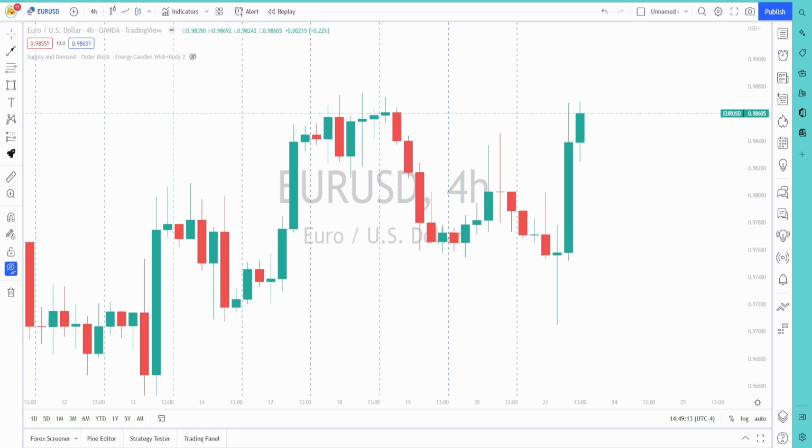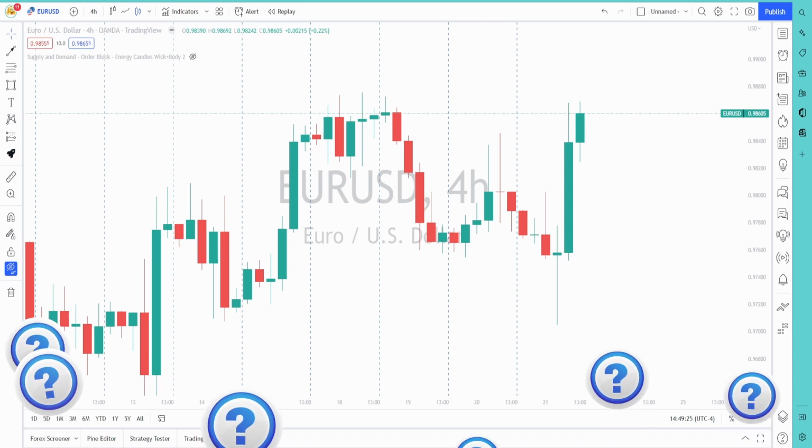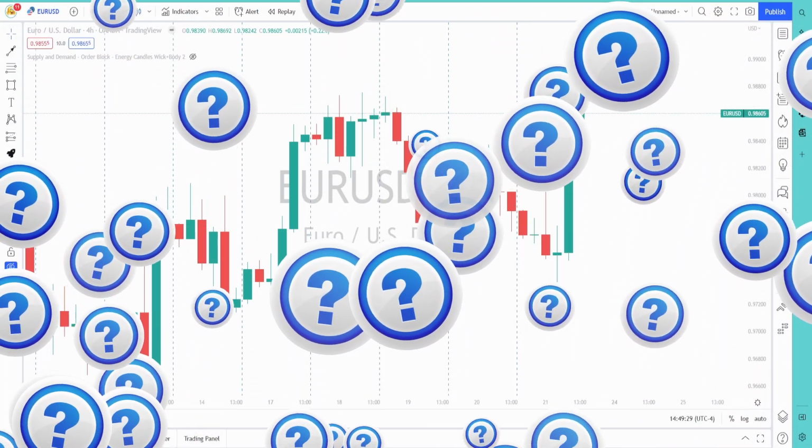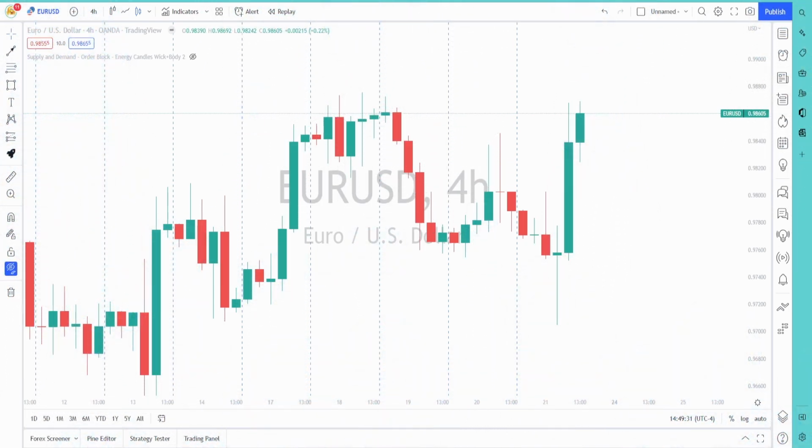Now, this is Euro USD on the 4-hour chart, and when you're looking at this, how would you decide to get in on a buy or a sell on a lower time frame? Where would you decide to do this when you're looking at this? Because there's areas that price changes direction, but how do you know when is the best time?